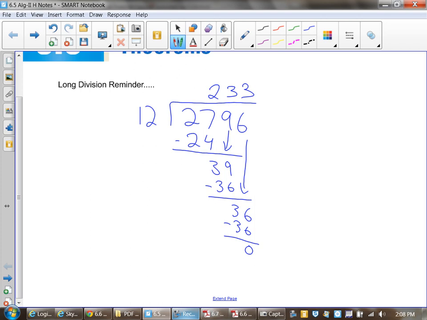I'm trying to remind you guys of how this works. What you're doing here is you're trying to figure out how many times 12 goes into 27. It goes in twice. 2 times 12 is 24. What's left over is 3. You bring down the next column. 12 goes into 39. 3 times 12 is 36. Subtract them, 3, you just continue going on.